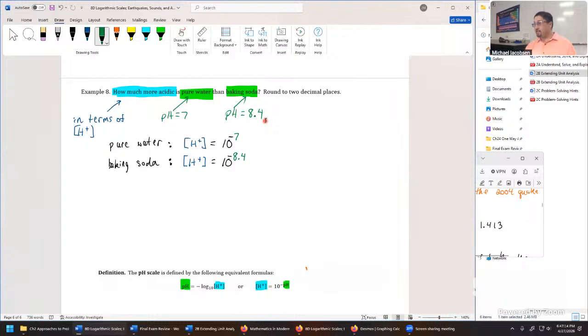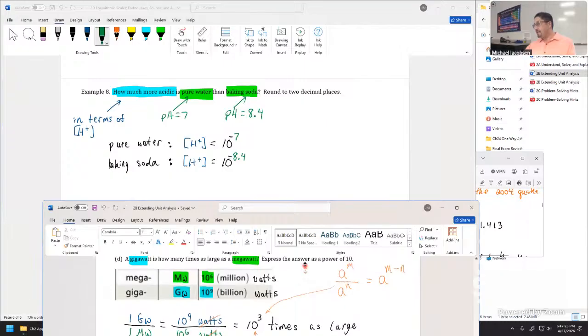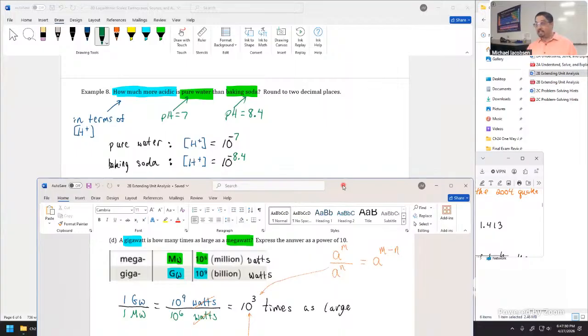So we just put those figures together. We want to know how much more acidic is pure water than baking soda. And so again, it's much like doing this problem. Here we're asking how many times as large is a gigawatt than a megawatt. Really, it's the same question, except we couldn't ask this question in Unit 2B because we didn't have these formulas yet. We hadn't even defined logarithms at this point. But same idea, pure water came first. We're going to put pure water in the numerator in terms of the hydrogen ion concentration, H plus. Baking soda is going to go in the denominator. So that's our next computation.